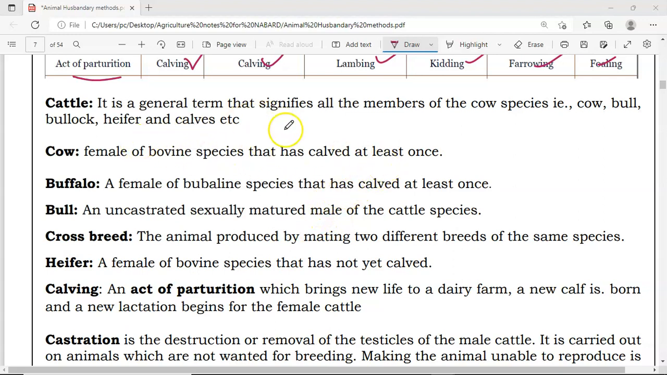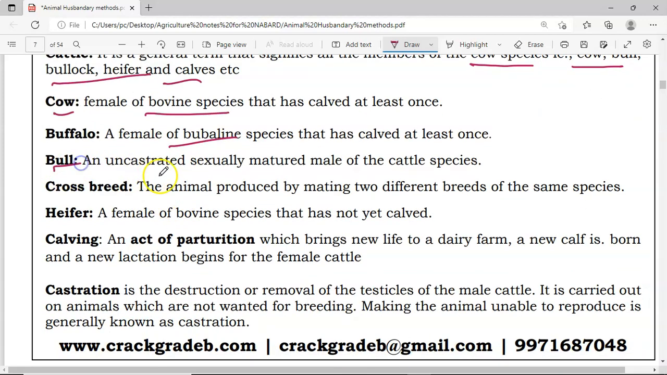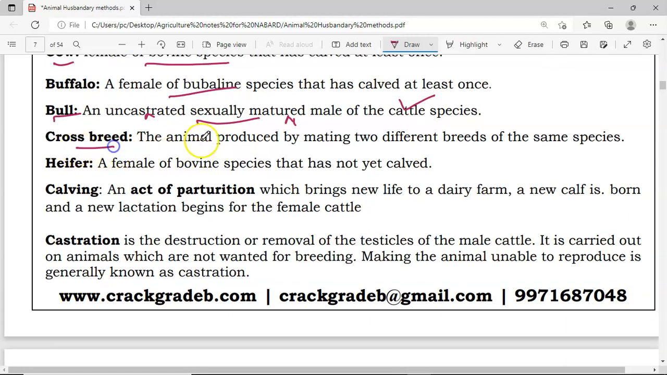For example, cattle are the members of the cow species, known as cow, bull, bullock, heifer and calves. Cow, a female of bovine, is known as the cow. Buffalo, a female of bovine. Bull, an uncastrated sexually matured male of the cattle species. What is castration? I will tell you later.